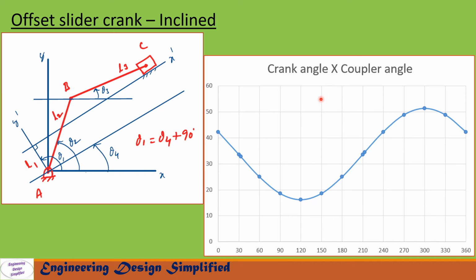In this graph we have plotted crank angle versus coupler angle. So at about 120 degrees the coupler angle is minimum, and similarly at 300 degrees of crank angle the coupler angle is going to be maximum. So this is the curve for the crank angle versus coupler angle.